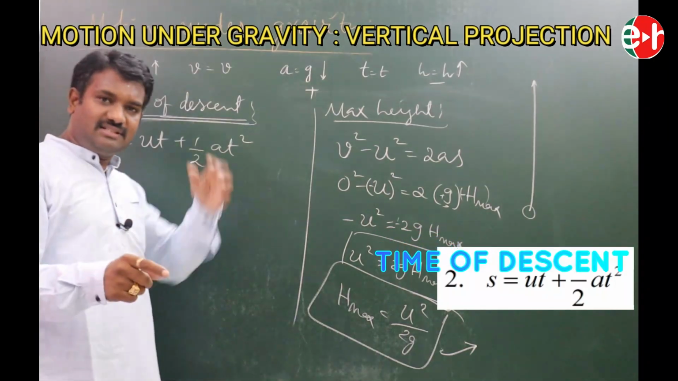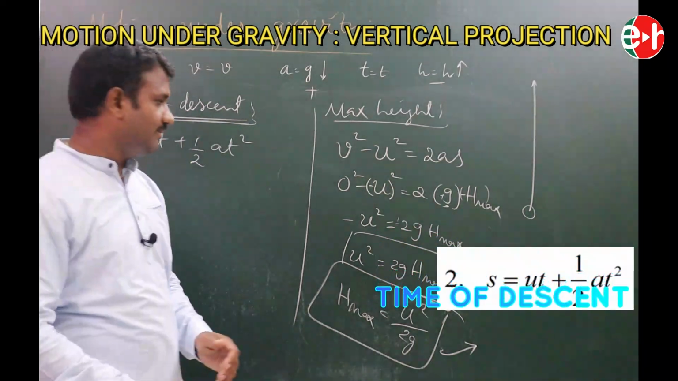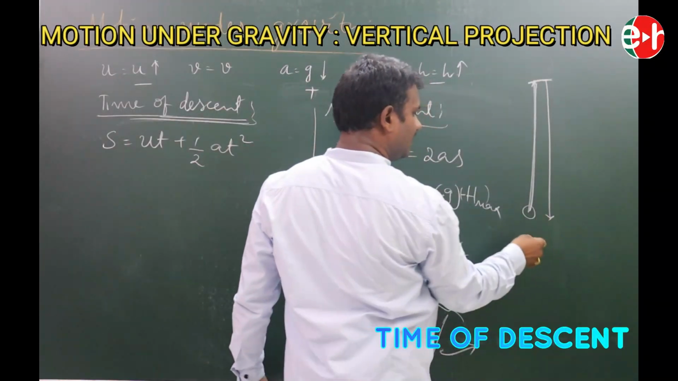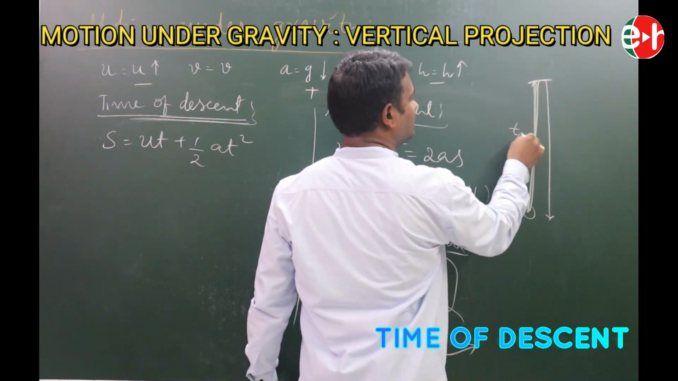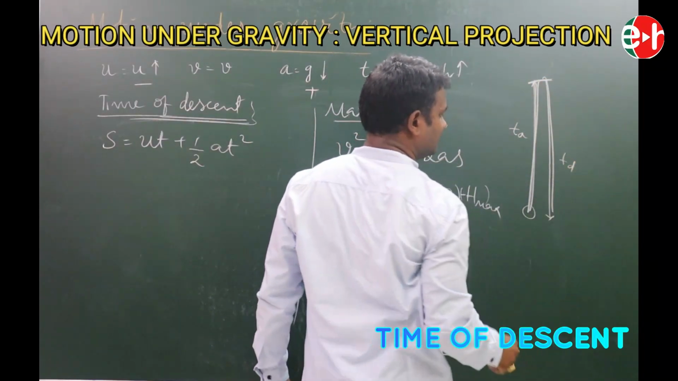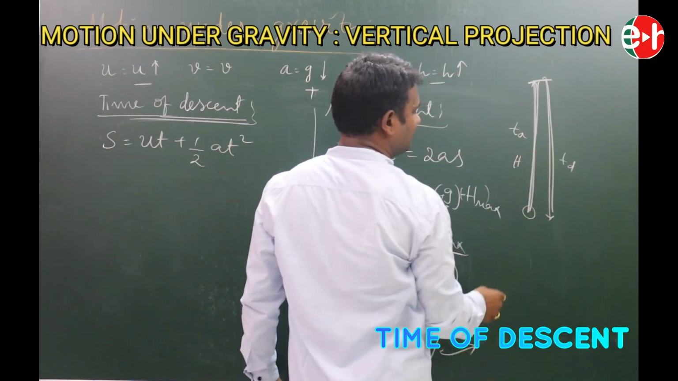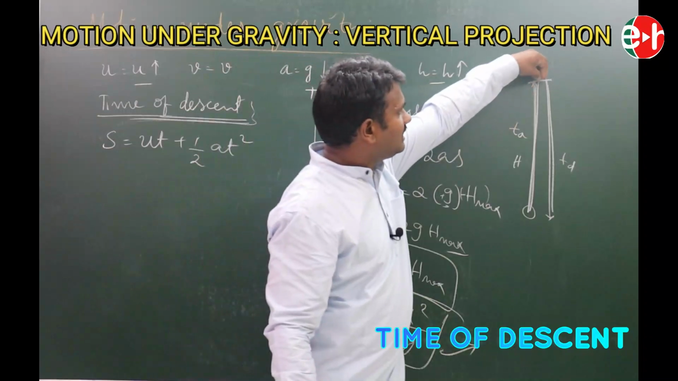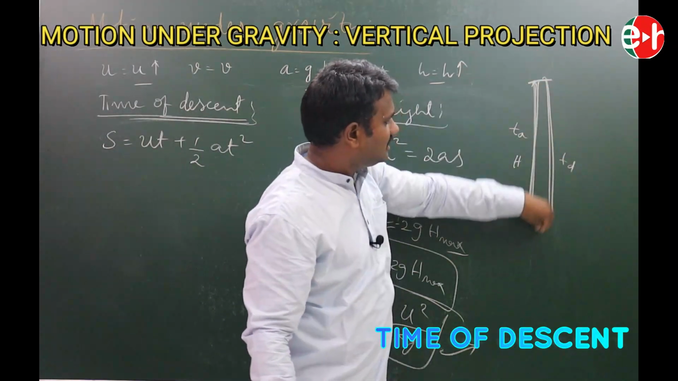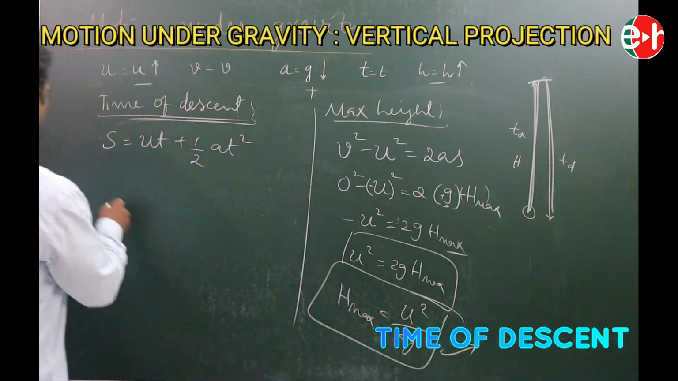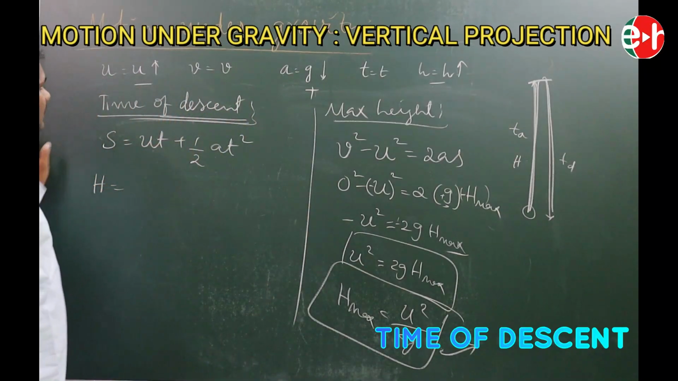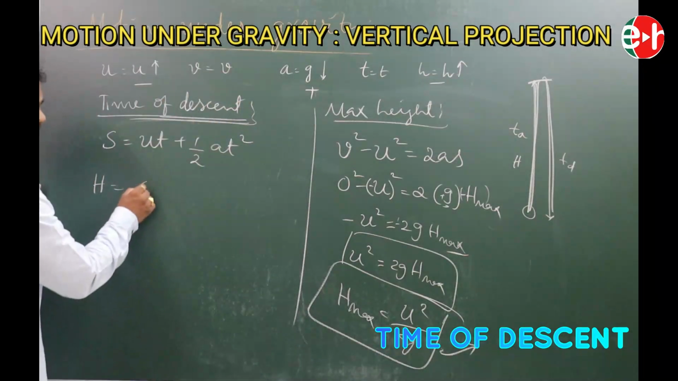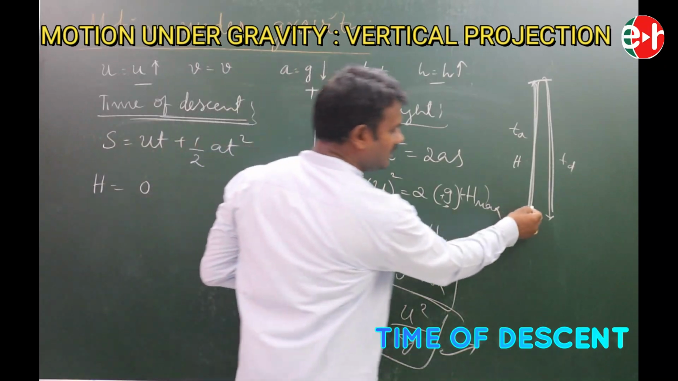If I know the height at which the object is falling, for example, a body is thrown vertically upwards, it reaches maximum height and it is falling. In this case, this time is called the time of ascent, and this time is called the time of descent. If you know the height, or you can find the height, how? H = u²/2g. For example, if the object is freely falling from this height h, then what? Time of descent is used only in the case of a freely falling body. Initial velocity is 0.